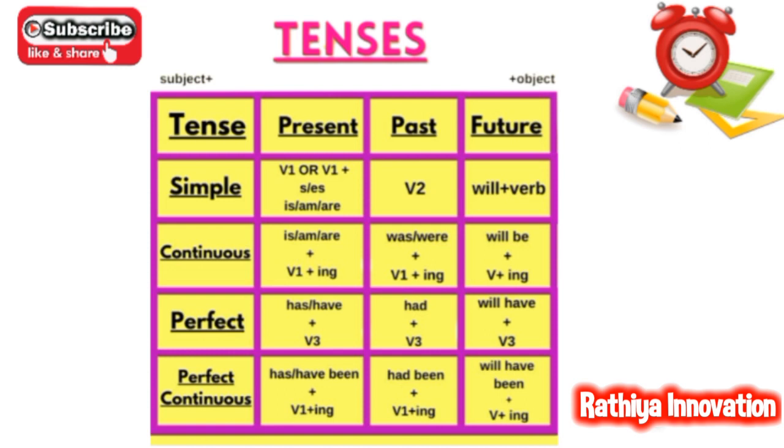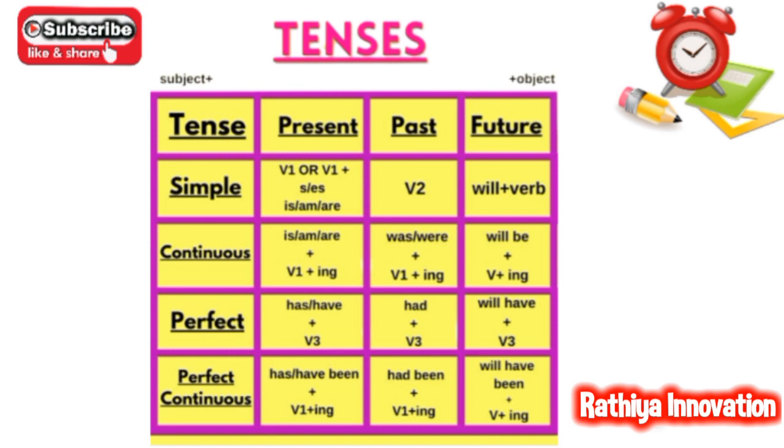In past tense, there are four parts: simple past tense, past continuous tense, past perfect tense and past perfect continuous tense. Finally, future also has four parts: simple future tense, future continuous tense, future perfect tense and future perfect continuous tense. Now we'll see the 12 types in detail.